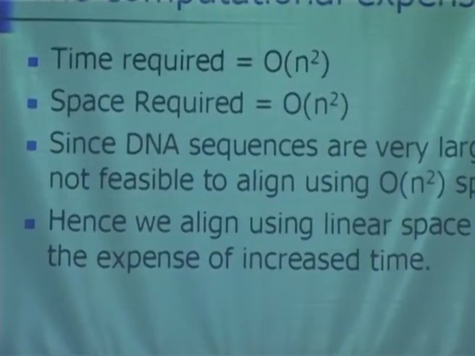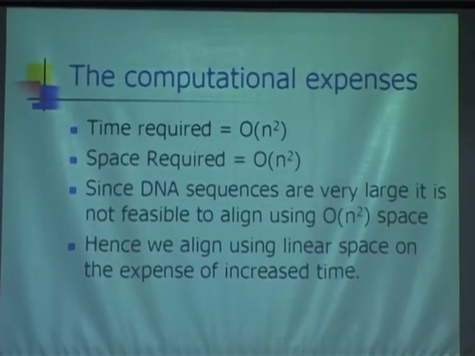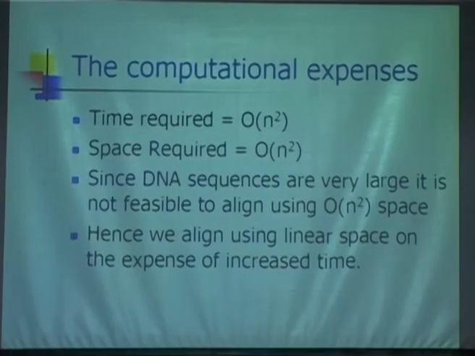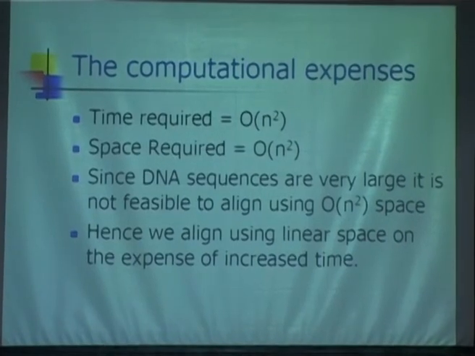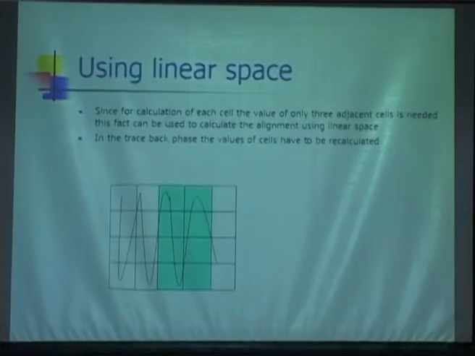The computational expense here is that the time required is order n square, because we have to fill up this matrix of size n cross n, and the space required is also n square. But the problem is that DNA sequences are so large that it is not feasible to align using n square space, and so we use the linear space alignment algorithm.